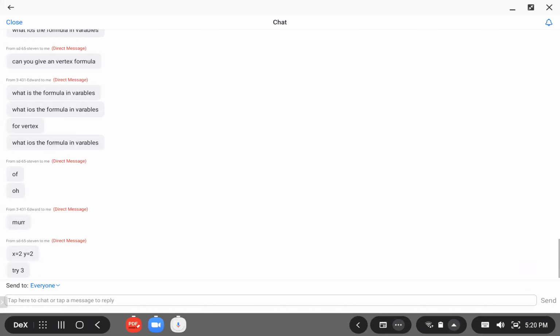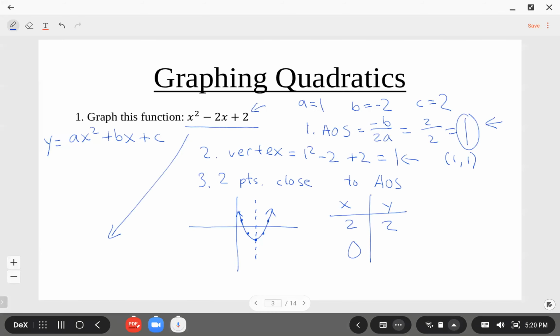Okay. So, try 3. It's not going to be 3 again, probably, because 2 squared is going to be equal to 4, but then negative 2 times 2 is still negative 4, so that's how we still got 2. And the same thing with 1, but 3 squared is going to be 9, so it's different.